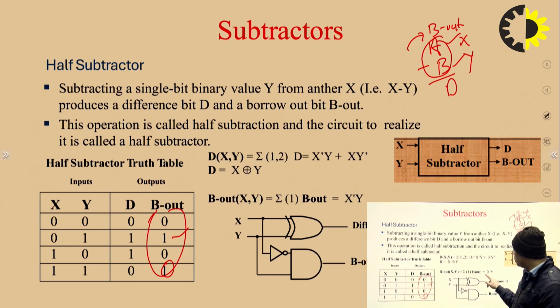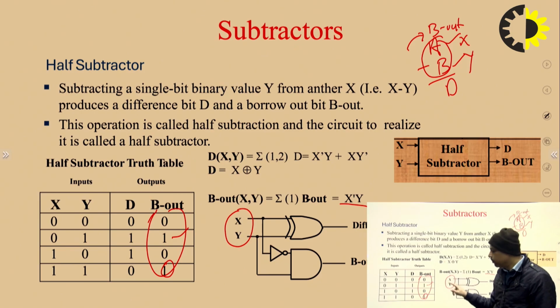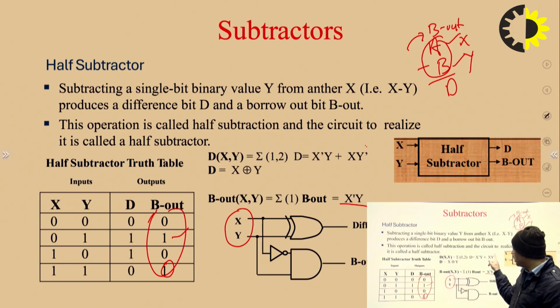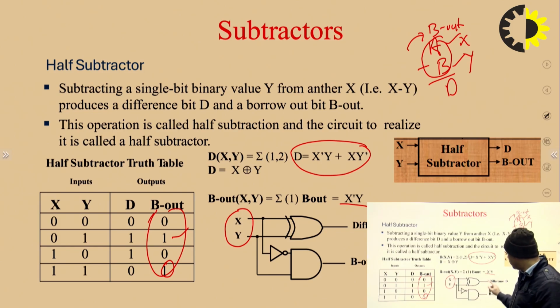So the output is x bar into y. If we implement this circuit, we have the input variables x and y, and we have an XOR for the difference. So for the difference, we have x XOR y, which is generated over here, and there is an output term as a borrow out, x bar y. So this is x, this became x bar over here, and this is y. So the output is x bar y over here. So the two outputs, difference and borrow, are implemented by this circuit.